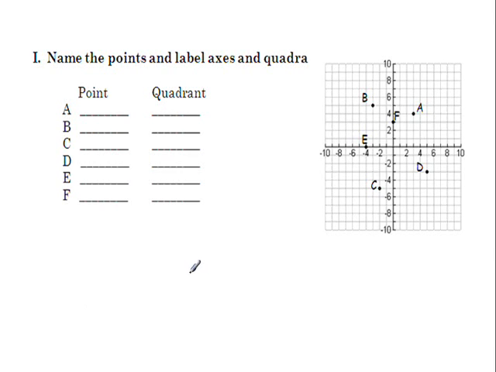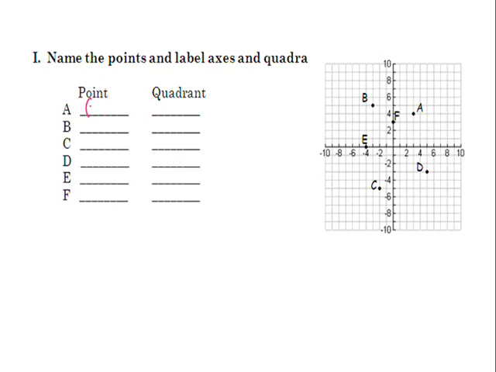Welcome to section 3. Okay, now I want you to pause. I know, we just started and I already want you to pause. Pause the video and I want you to find the coordinates of all of these points as well as what quadrant they are in. So go ahead and pause and make that happen right now.